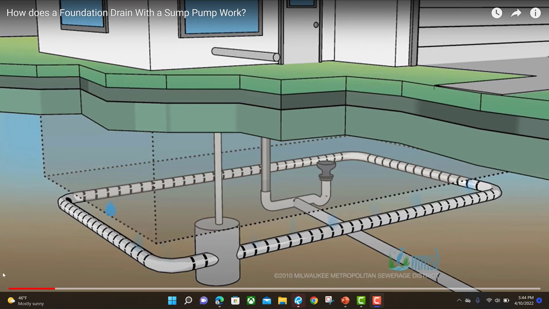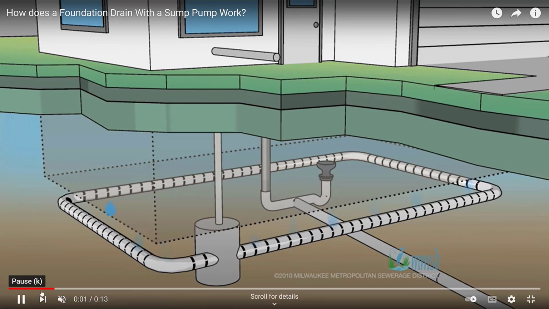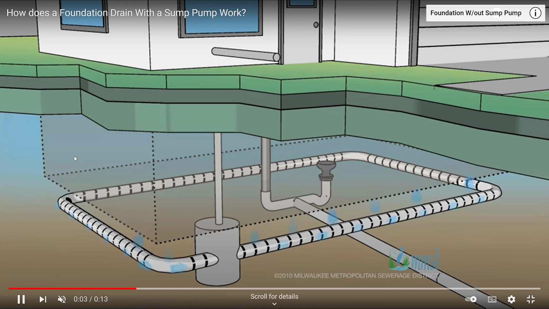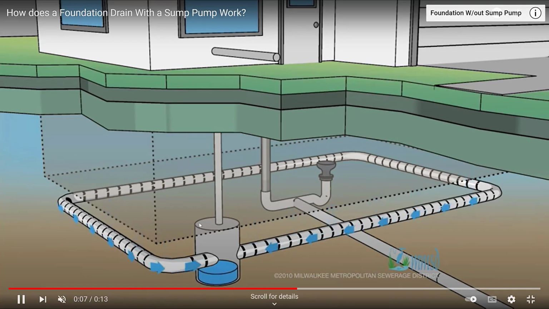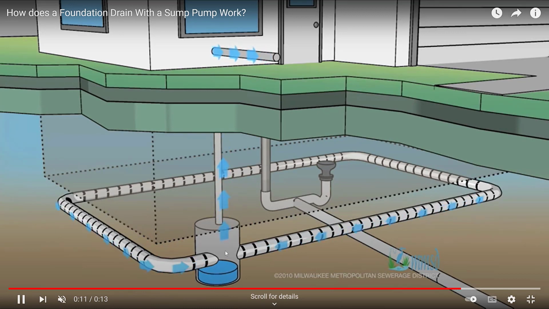So here's another one we found on YouTube, all thanks to Milwaukee Metropolitan Sewer District. And this one, it's going to a sump pump, right? So the foundation drain collects water going to a sump pump. The pump is going to be on a float switch, and so it's going to pump it out somewhere else, an approved location where it's going to pump it out to, right?